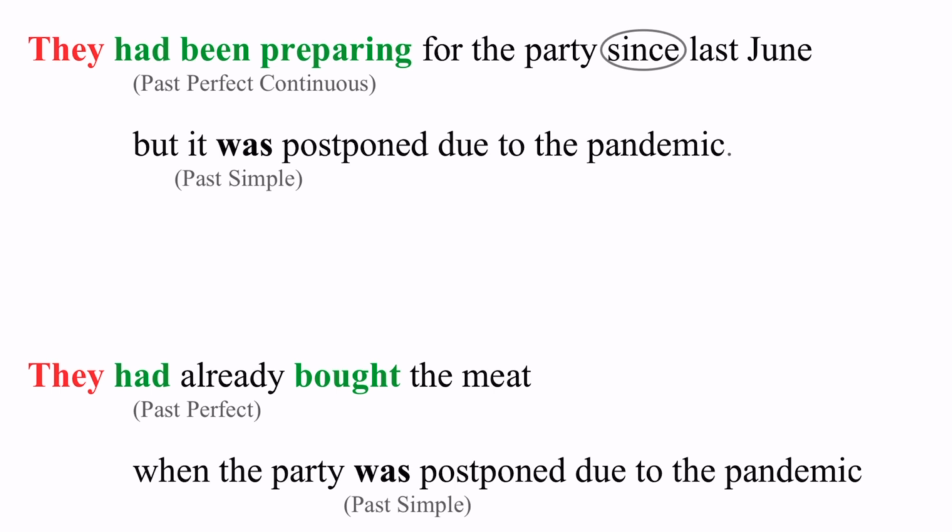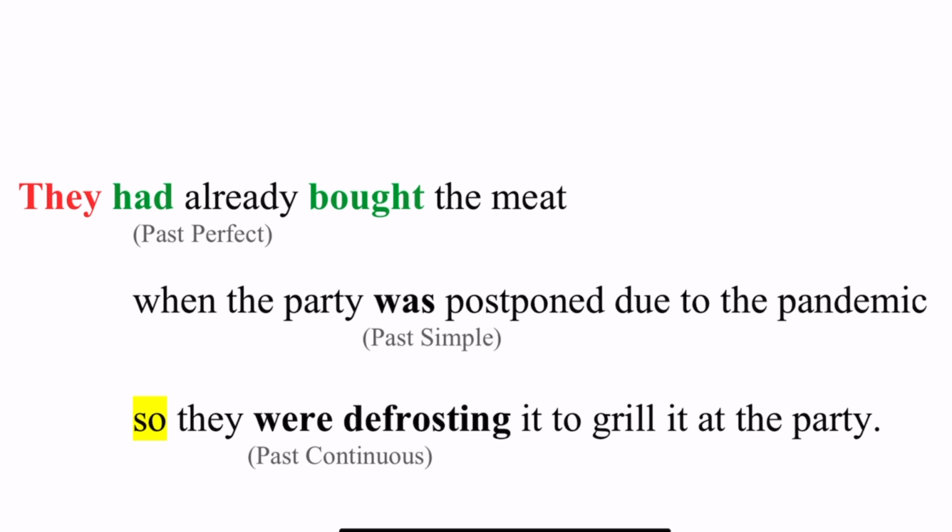So here you can see that they had been preparing was a long continuous action in the past, but it stopped because it was postponed due to the pandemic. So everything is continuous in the past. They had already bought the meat is in the past perfect. It's something that they had already done when the party was postponed due to the pandemic. Past simple. So this is the reason why they were doing something. They were defrosting it to grill at the party. And this is in the past continuous.